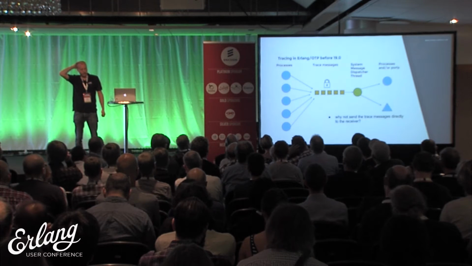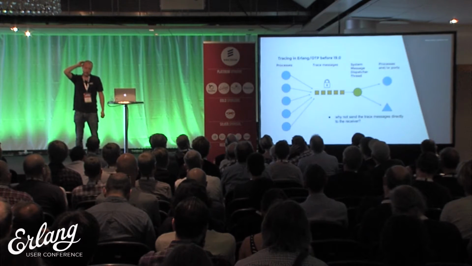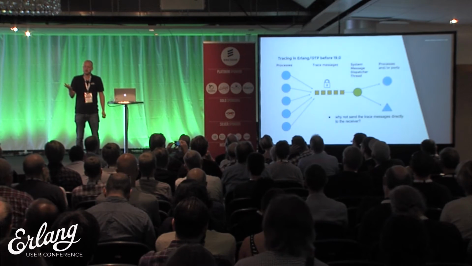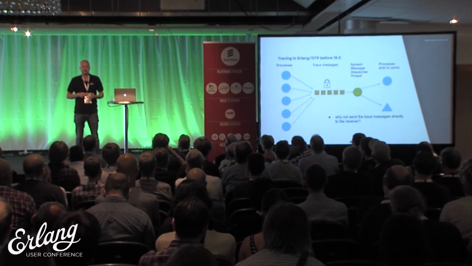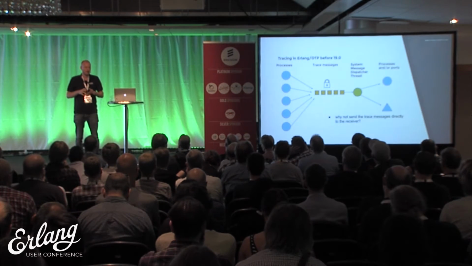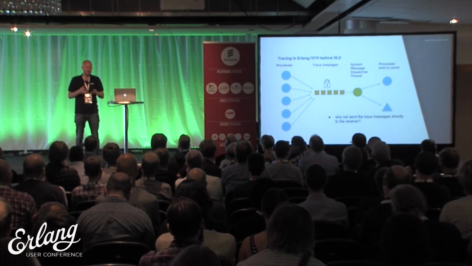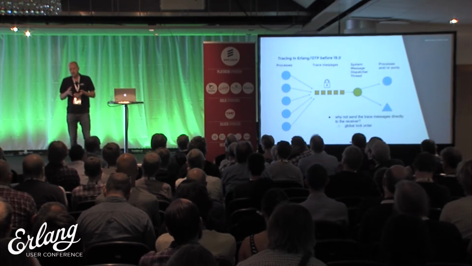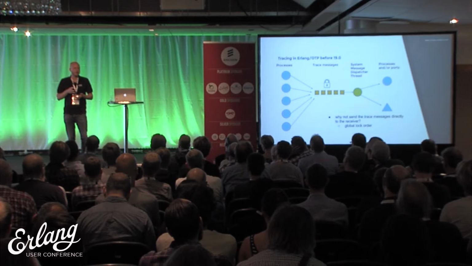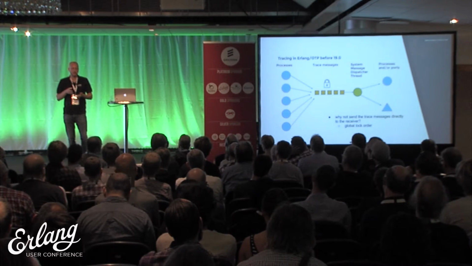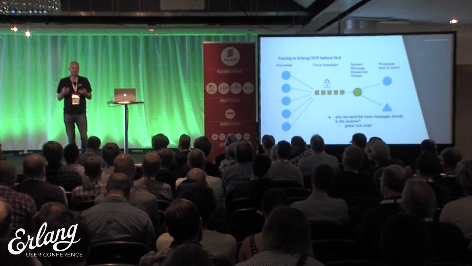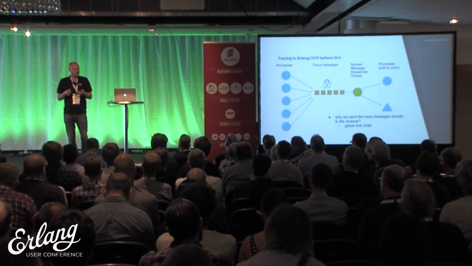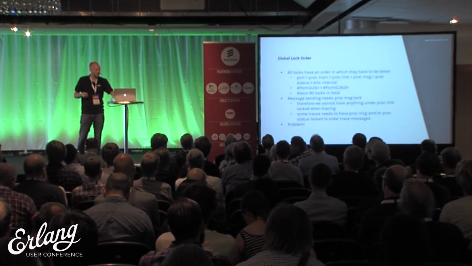An obvious question here is why the processes themselves didn't send this message immediately to the receiver, because the processes know which receiver is going to get the message. This is part of an implementation detail inside the Erlang virtual machine called the global lock order, which we use in order to guarantee that we don't get any deadlocks from our different locks. I think the next slide will talk a bit about that.